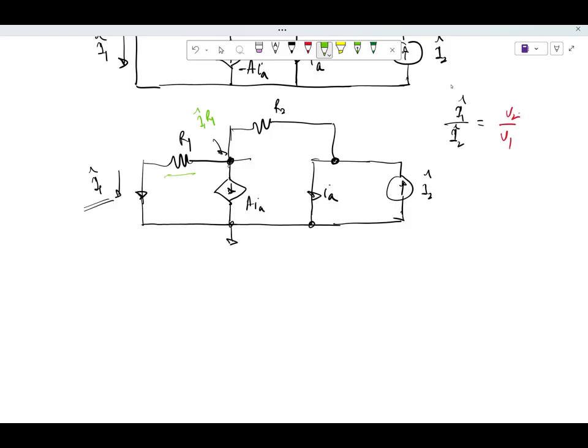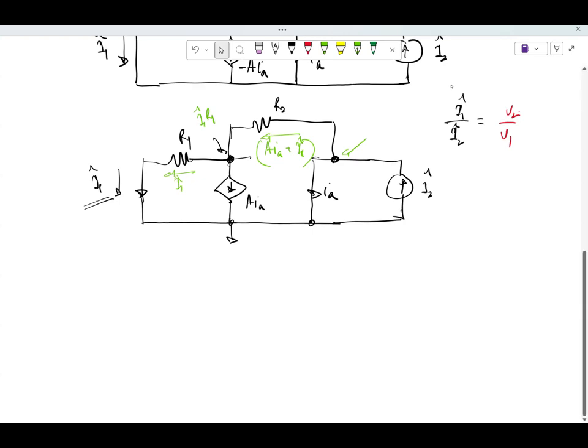So this current is I1 hat. The current going down is AIA. So this current is AIA plus I1 hat, right? So this voltage becomes how much? By the way, this voltage is essentially 0 because that is also shorted.